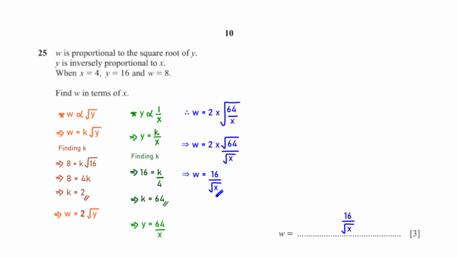W is proportional to the square root of y. Y is inversely proportional to x. When x is 4, y is 16 and w is 8. Find w in terms of x.